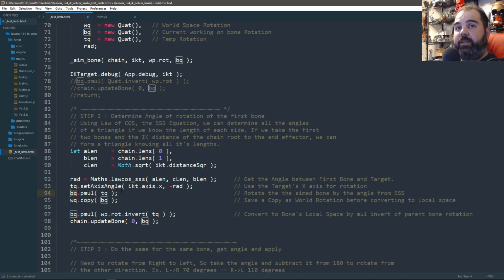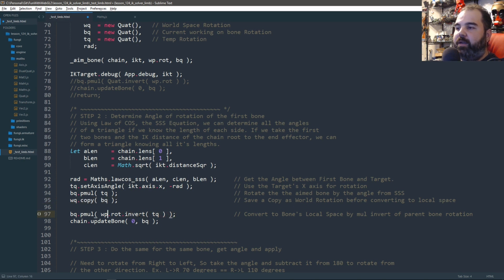So now that I aimed it, now I'm going to rotate it away from the end effector line. And I want to make a copy of it, because now that's our world space. Because for the next bone, I need the world space as well. So this way, instead of recalculating the world space for the next bone, just make a copy of it. So you don't process the entire chain all over again. And then we do the local space conversion.